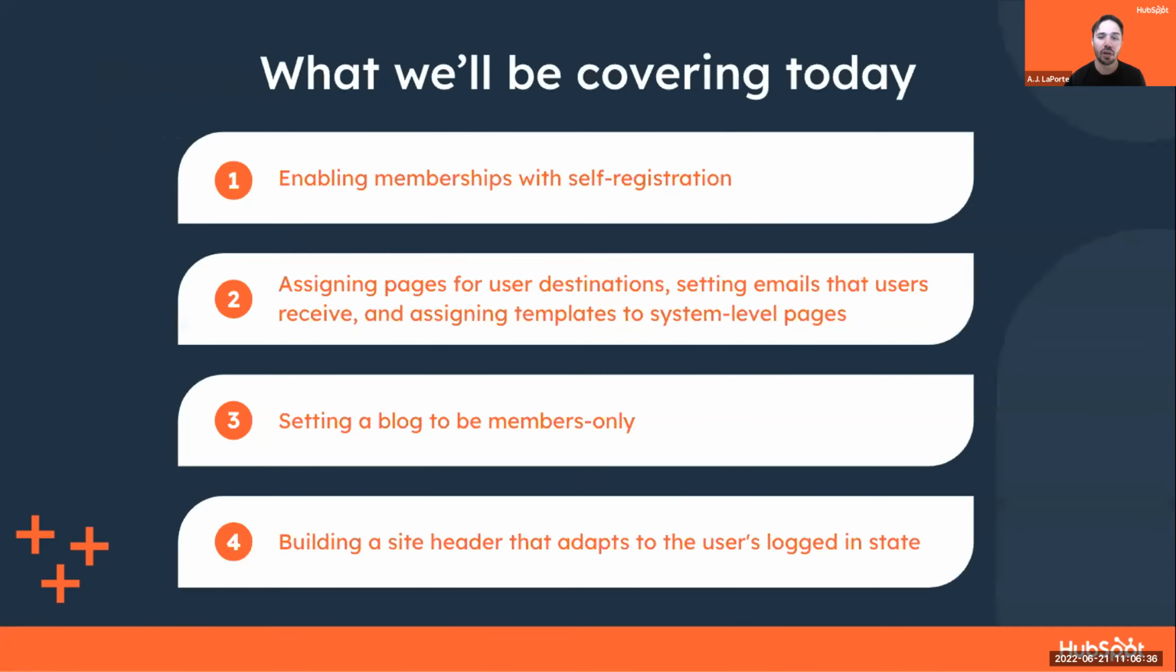Now let's review what we're going to be covering today. First, we'll review how to enable memberships with self-registration. Then we'll review where to go to assign pages for user destinations, such as when someone logs in, setting emails that users receive, and assigning templates to system-level pages. After that, we'll cover how to set a blog to members only. And last, we'll cover how to build a site header that adapts to the user's logged in state.